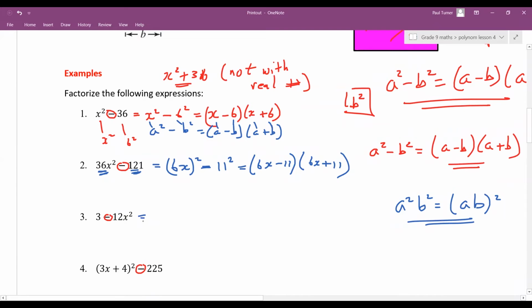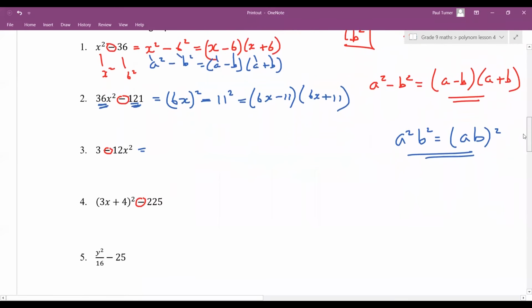Okay, now this one, question 3, I won't go up too fast. You can copy it if you need to. So 3 minus 12x squared. The thing here is that we can factorize first. So do your distributive law from lesson 1. We try to factorize because we've got a 3 here. And you're going to end up with a bit of a mess if you try to start square rooting these numbers. So the best thing to do is take a common factor out, which is 3.